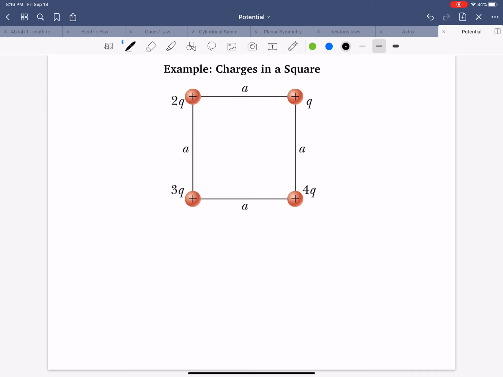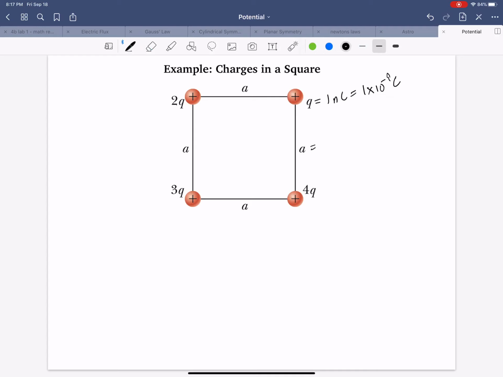So in this example, we have four charges arranged in a square configuration, and we want to find the electric potential for a fifth charge that's placed at the very center. All right, so let's see. The values for each of these charges, the magnitudes, well, the value is 1 nanocoulomb, 1 times 10 to the minus 9.